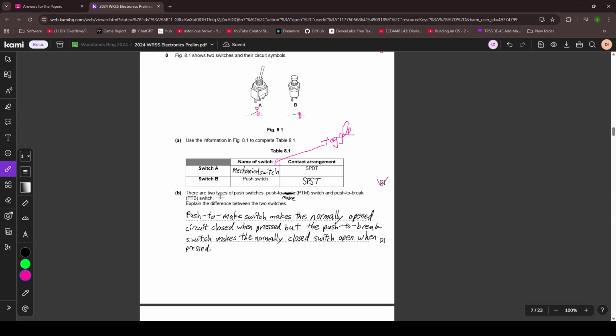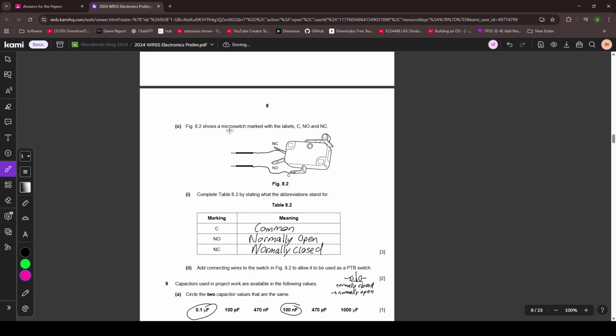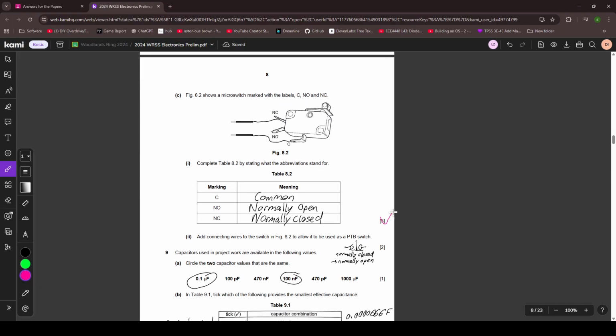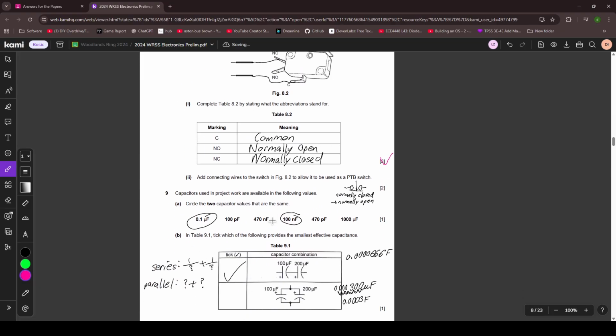There are two types of push switches: push to make and push to break. You corrected that, not too shabby. Explain the difference. Push to make switch makes the normally open circuit closed when pressed. But push to break makes the normally closed switch open. That's correct. Micro switch: common, normally open, normally closed. This is correct. You can find this in my relay video.